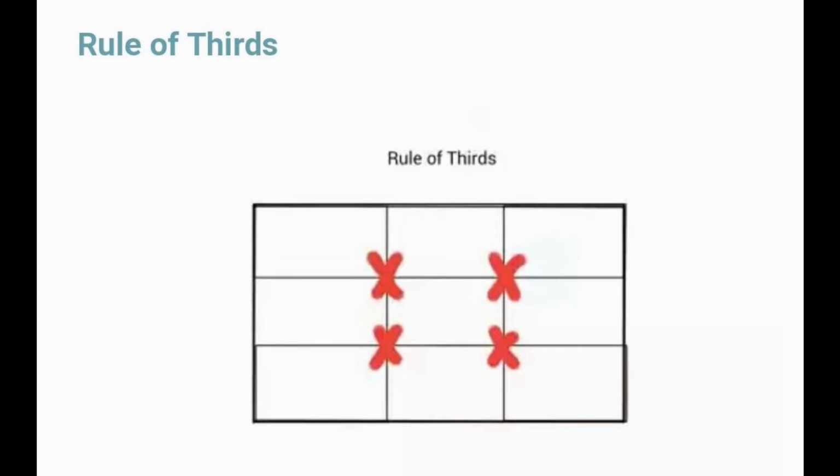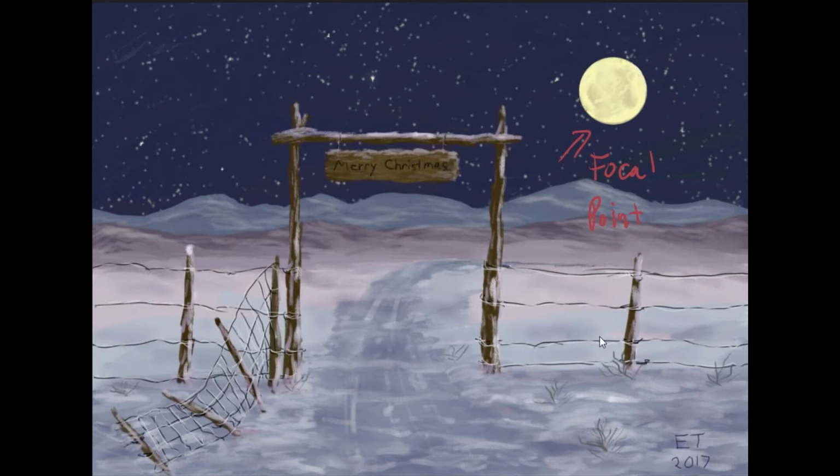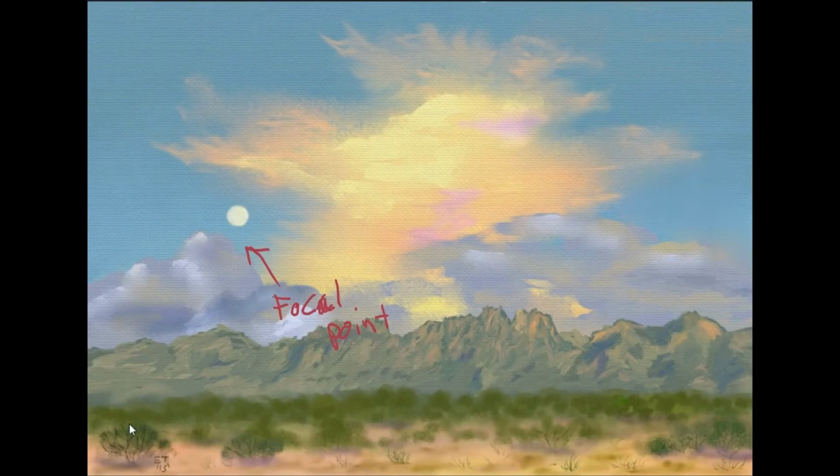So here I have some examples of where you would put the focal point if you're following the rule of thirds. Here I have a painting of the old water pump, and it has a rose in the bucket, and the rose would be the focal point, so you put that on one of the points that is in the rule of thirds. Here the moon is also off to the side in one of the focal points, and also the moon in this painting here is off to the side, so it's not in the dead center.